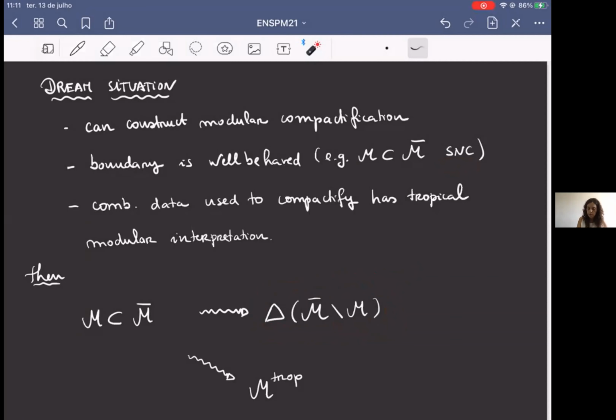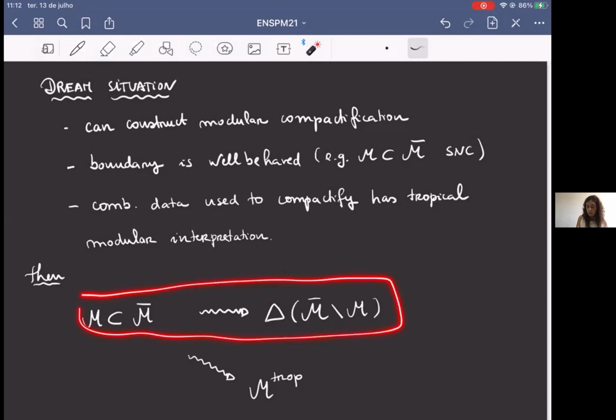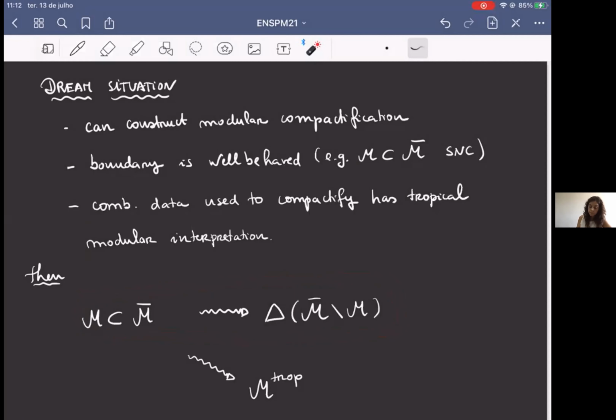And recently, for the context I will be working with, this was also generalized to toroidal compactifications. Okay, so this is the strictly geometric part of the picture.